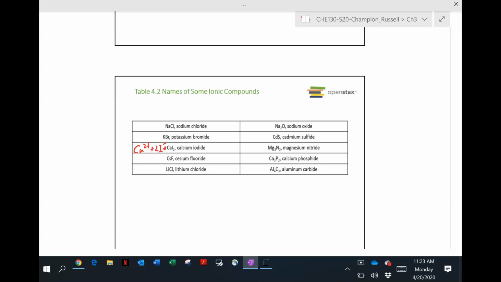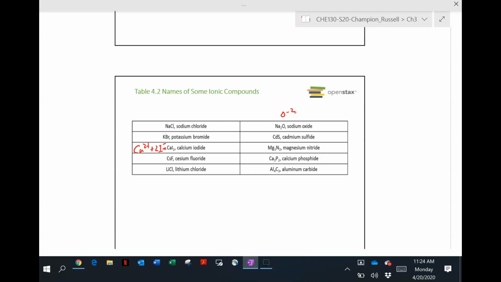Cesium fluoride, cesium's +1, fluorine's -1. Lithium chloride, again, +1, -1. If we look at compounds that have other ions, sodium oxide, the O is considered to be -2, of course. So we have 2 sodiums for 1 oxide, but again, we don't say disodium oxide, we say sodium oxide because that's implied.